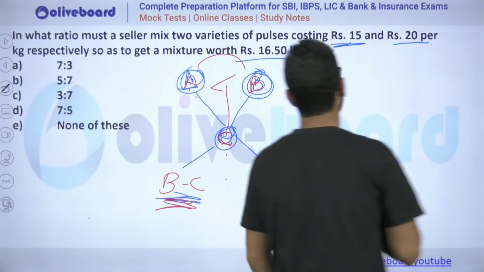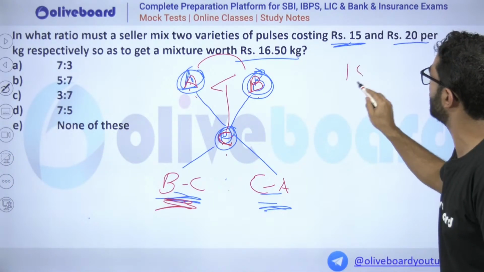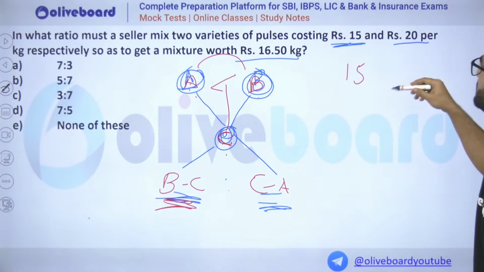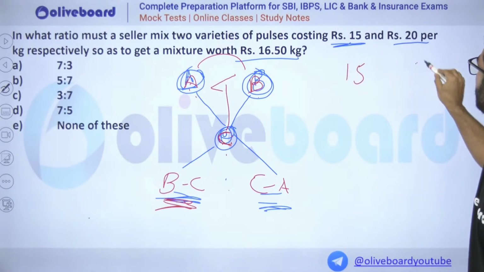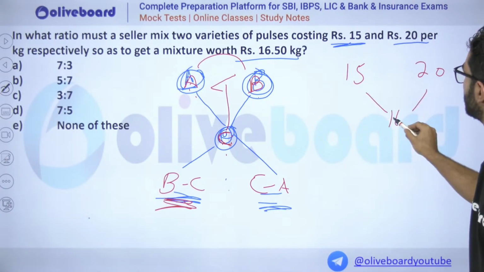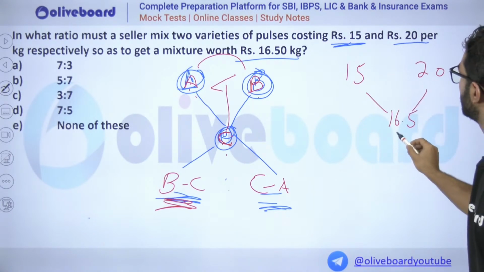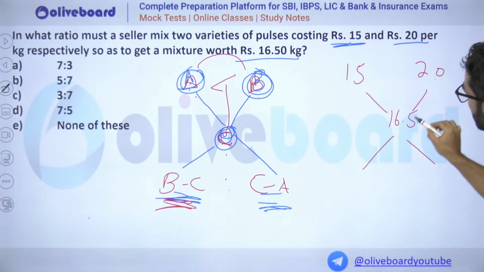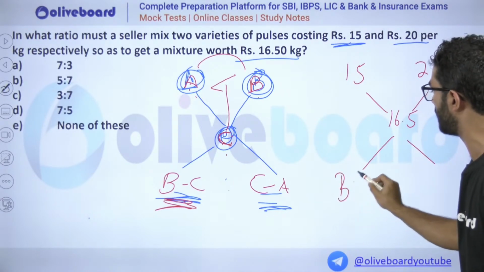Okay, now the condition given was that we mix pulses of 15 rupees and pulses of 20 rupees. They form a mixture whose cost is how much? 16.5. So how to find the value? 20 minus 16.5, it will be 3.5. Okay.